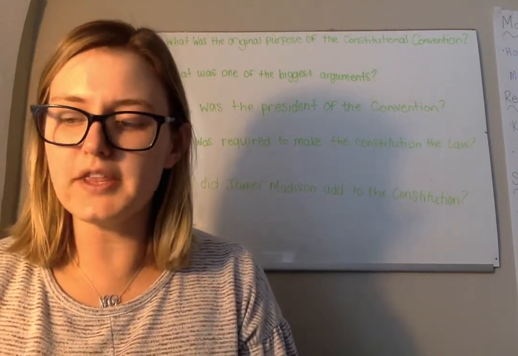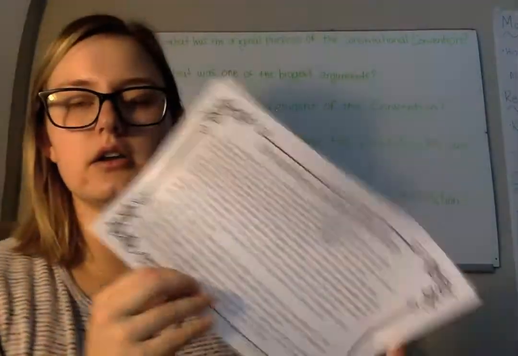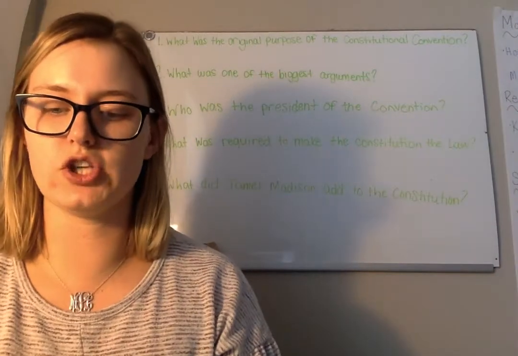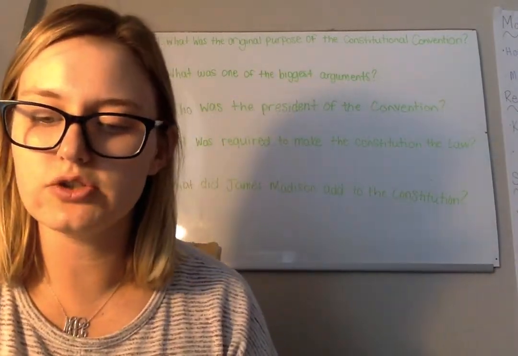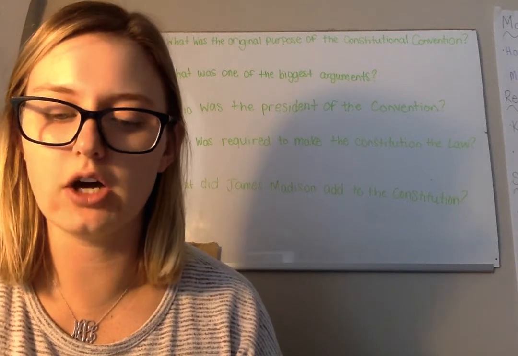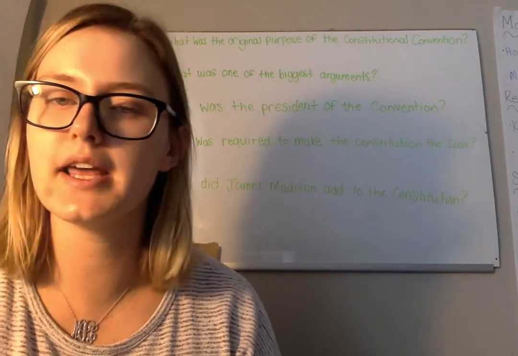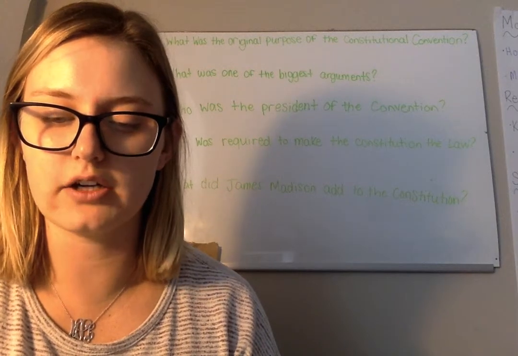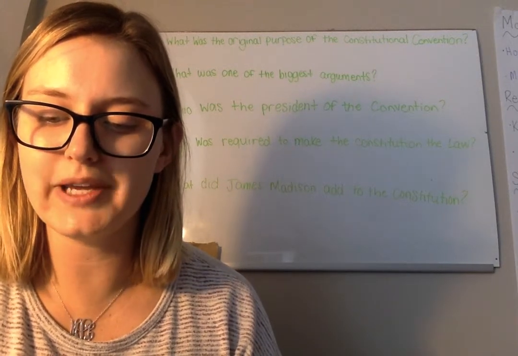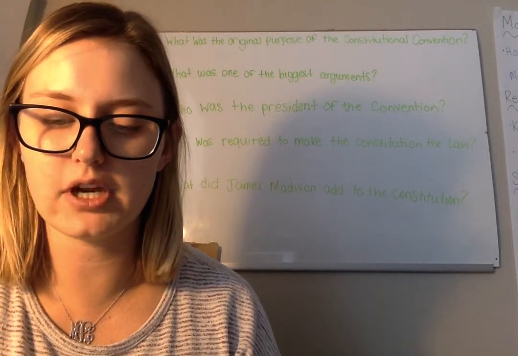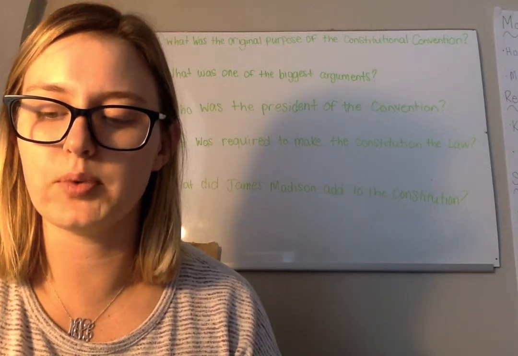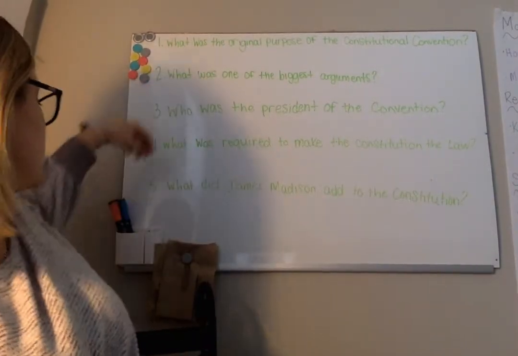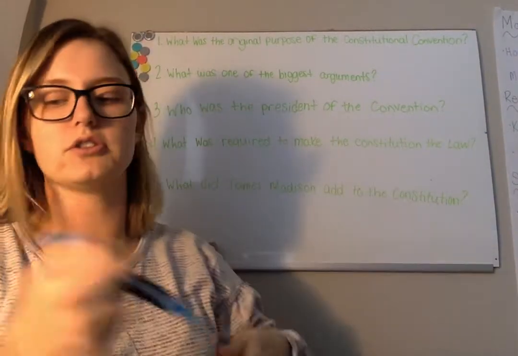So they started creating the Constitution, okay, based on this Constitutional Convention. The delegates to the Constitutional Convention met in Independence Hall in Pennsylvania on May 14th, 1787. They planned to revise or fix the Articles of Confederation. It soon became clear that the delegates would need to throw out the Articles of Confederation and create a brand new frame of government. So this first question, what was the original purpose of the Constitutional Convention?